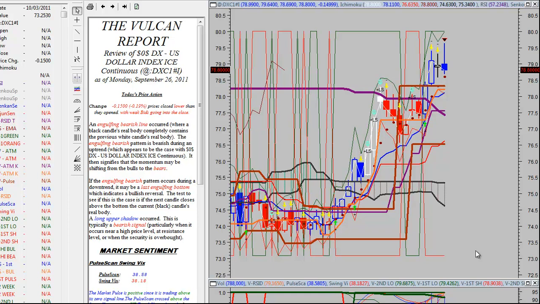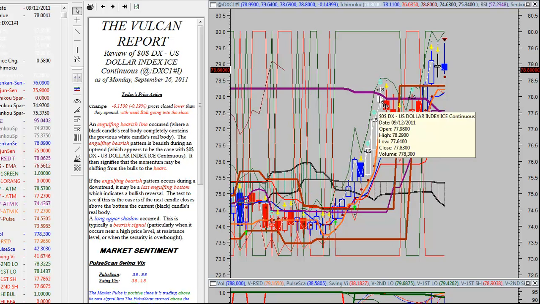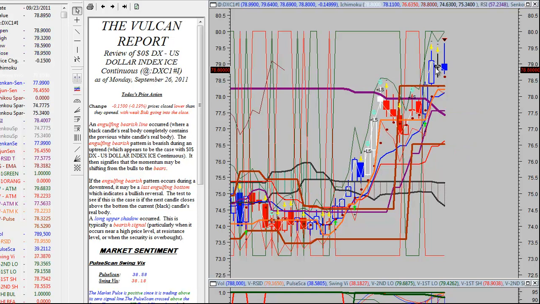Right now we're taking a look at the chart of the US dollar index. As you can see, the US dollar index broke out of a basing pattern, and at the end of August we rallied and put in a new high here at the long-term trendline resistance. Finally got above it and broke out here, and then put in an engulfing bearish line here as of the close.